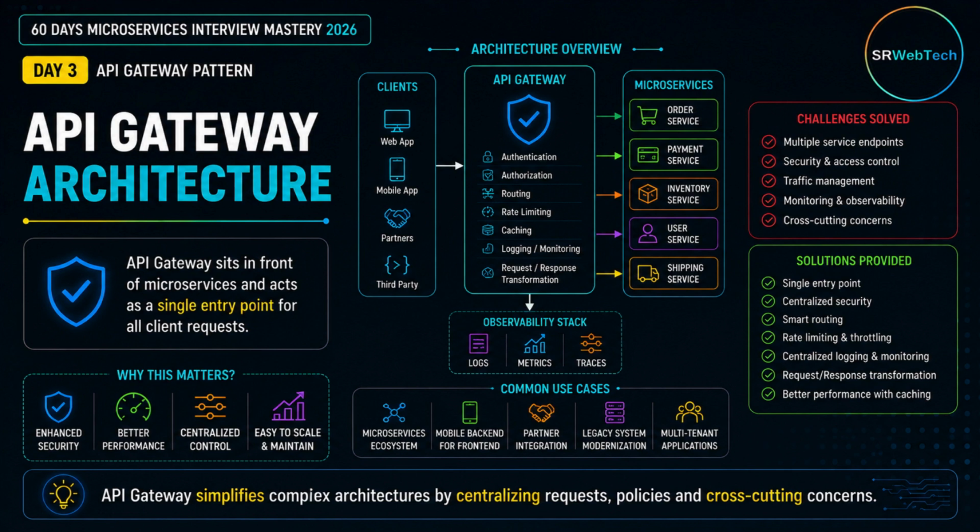A common mistake is putting business logic inside the API gateway. Business rules should remain inside the microservices. Other mistakes include using only one gateway instance, having no monitoring, or ignoring rate limiting. The gateway simplifies clients, but it also adds responsibility and processing overhead. Too much functionality can make it a bottleneck. Keep the gateway focused, lightweight, observable, and highly available.